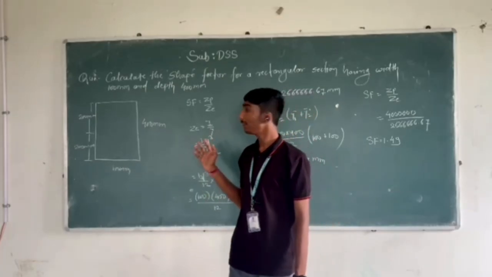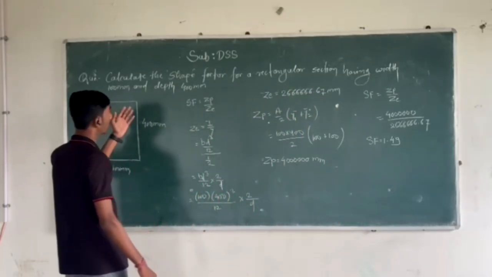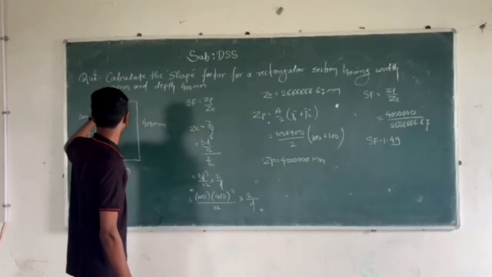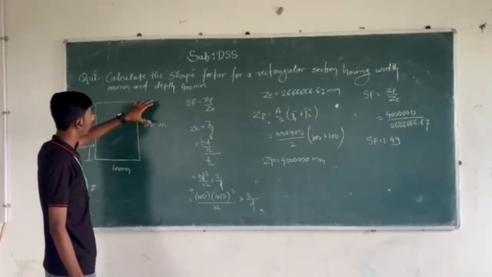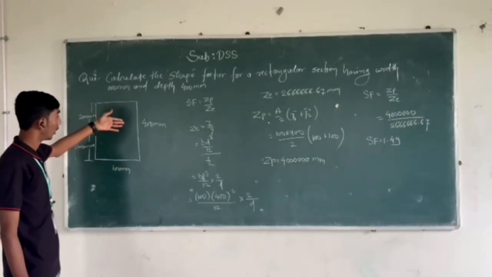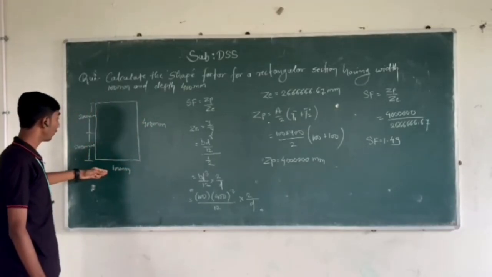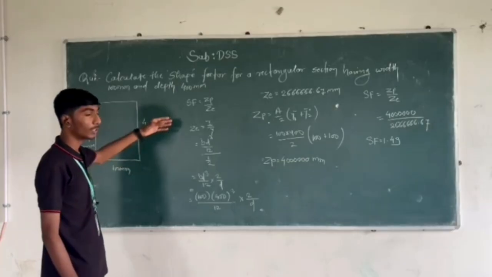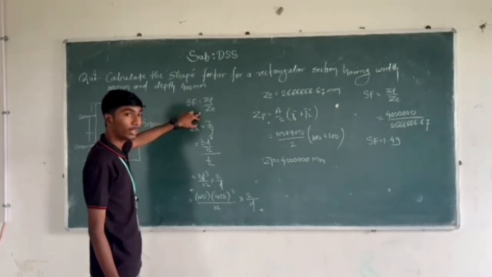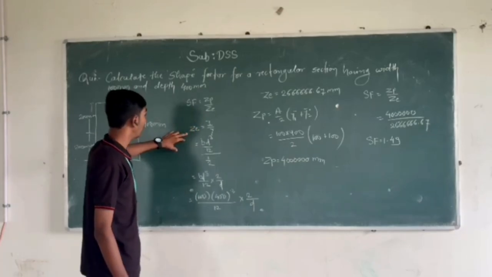My subject is DSS and my topic is to calculate the shape factor for the rectangular section having depth 100 mm and width 400 mm. This is the given diagram: height 400 mm and depth 100 mm. This is the formula: SF is equal to ZP upon ZE.